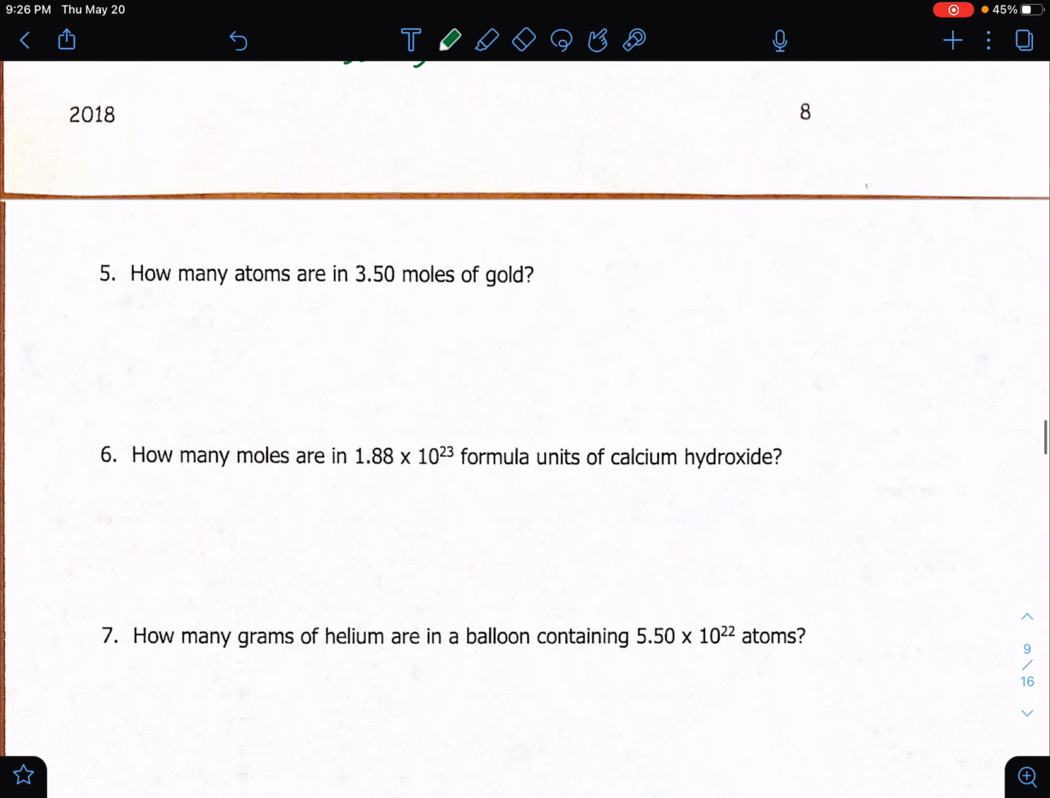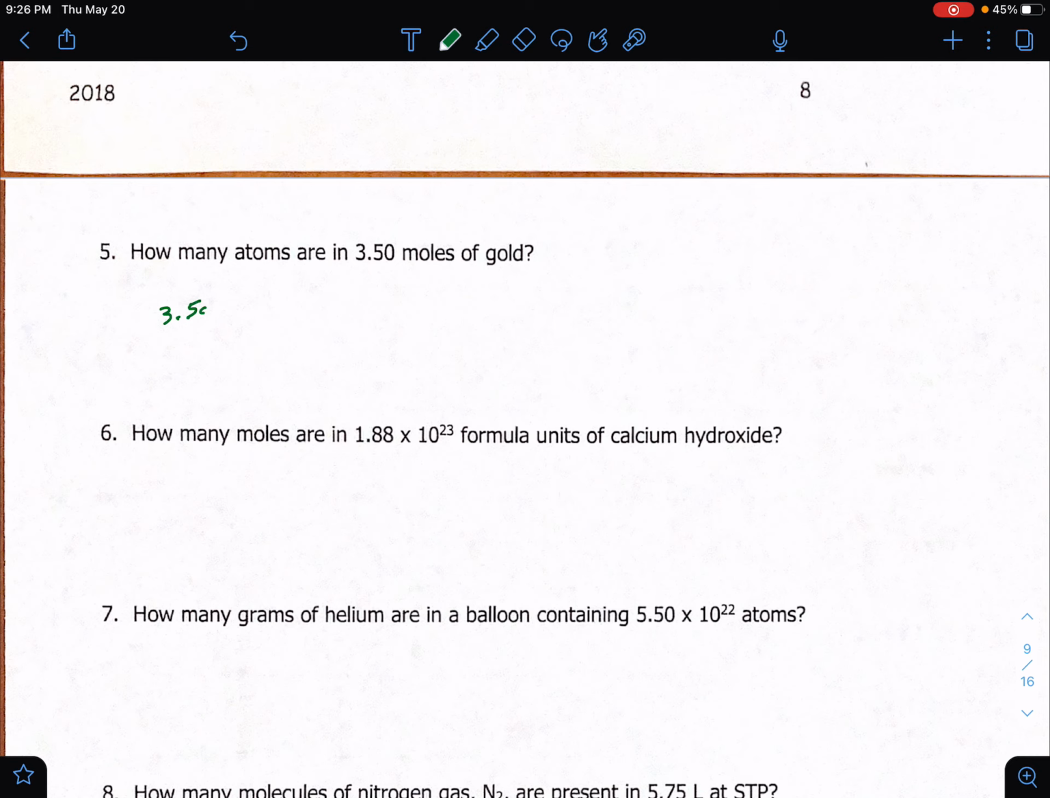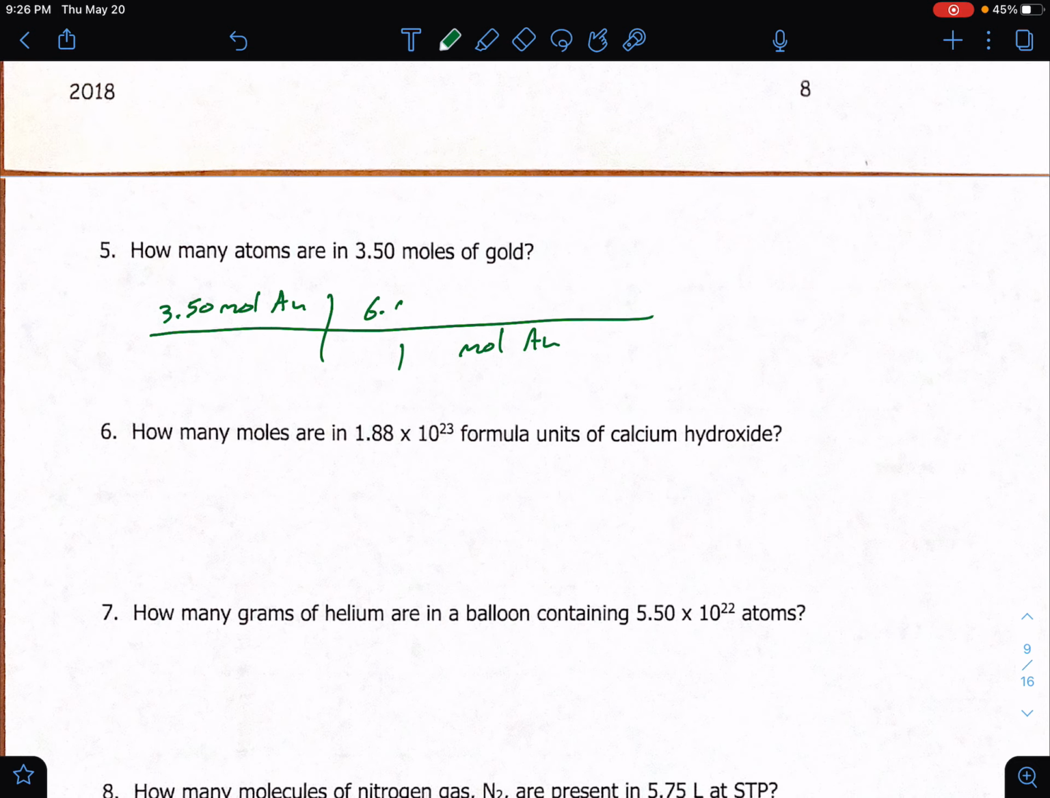Okay, so last page before I break this up into the next video. 5. How many atoms are in 3.50 moles of gold? So you're going to start with 3.50 moles of gold, which is Au. And I want to know atoms. So I'm going to bring moles of Au on bottom next. I know 1 mole equals 6.02 times 10 to the 23rd atoms of Au.